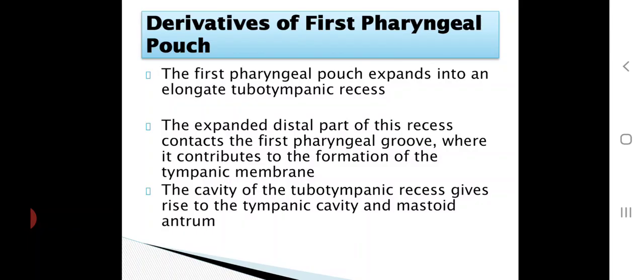First pharyngeal pouch, we have to remember mainly this pouch. We can remember the depression on the inner side. The middle ear and auditory tube will be mainly given by this first pouch. In the beginning it appears like a tubotympanic recess. This tubotympanic recess mainly gives rise to the tympanic cavity, otherwise called the middle ear, and the mastoid antrum.